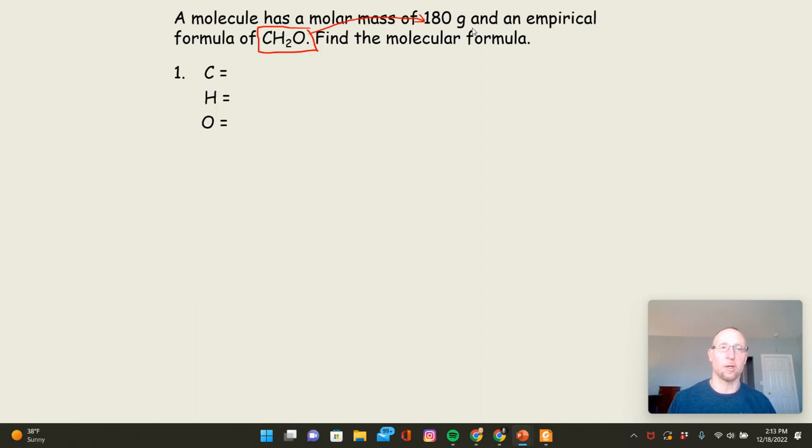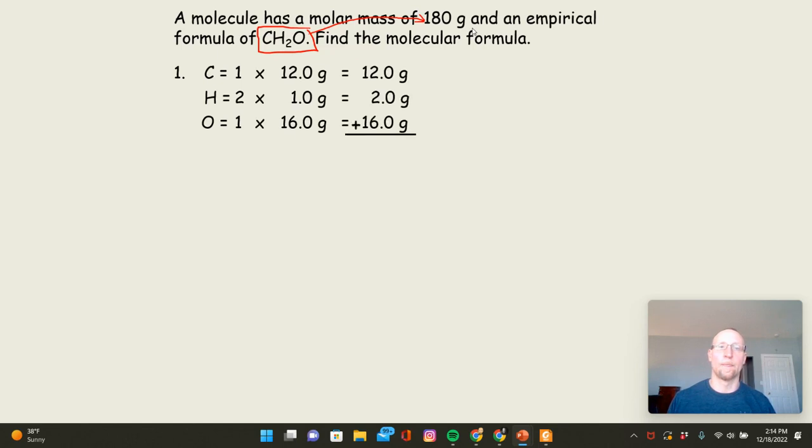So C, H, and O, 1 C, 2 H's, 1 O, times them by our masses. Tally them all up, and we get 30 grams per mole. Right? So that's the mass of our building block. Now we want to see, okay, how many times does that go into the mass of the whole thing? So 180 divided by 30 gives us 6, right? Nice whole number. If it's not a whole number, you screwed something up. So it takes 6 blocks to make the whole 180 gram molecule, okay?